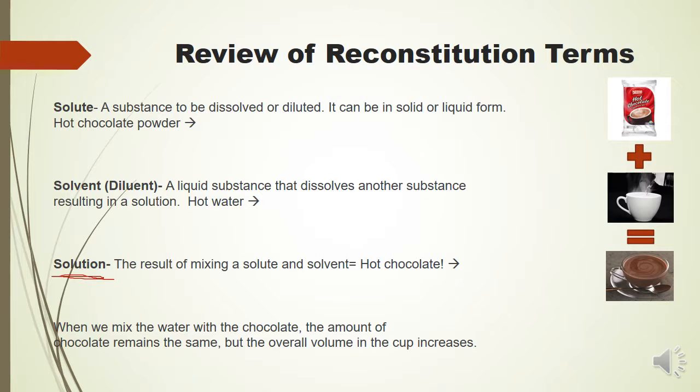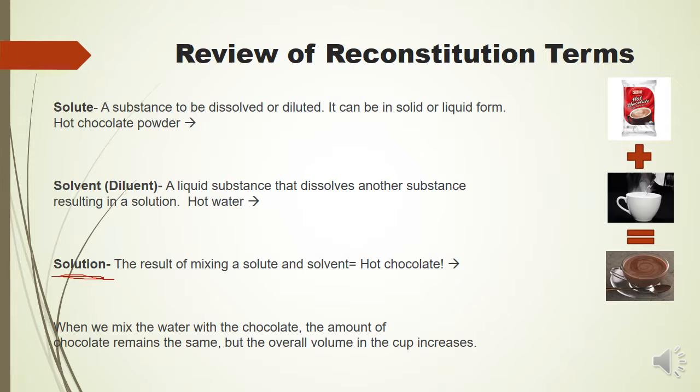So let's talk again about reconstitution terms. We'll talk in terms of the hot chocolate powder, okay? So the solute, a substance to be dissolved or diluted. It can come again in solid or in liquid form. So in this example, we're using our hot chocolate powder. We see our packet of powder there. So that's our solute. That is what is to be dissolved. And in this case, it's in a solid powder form.